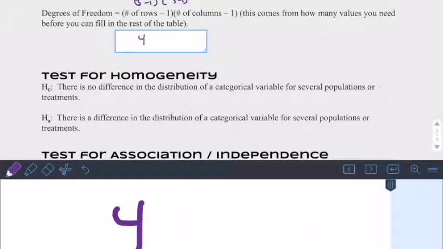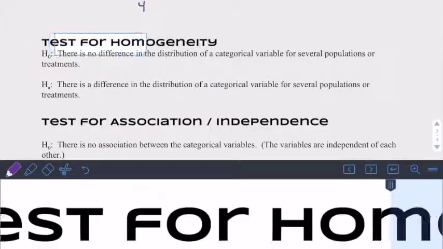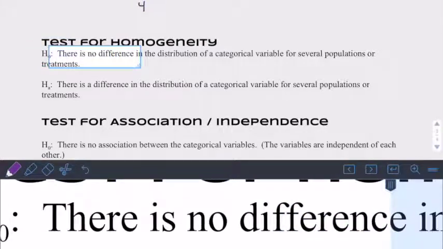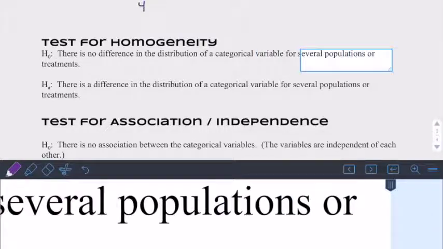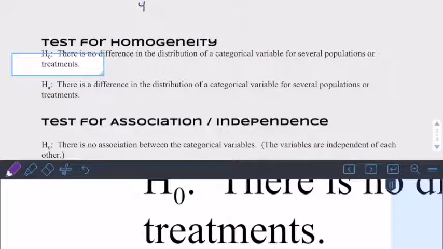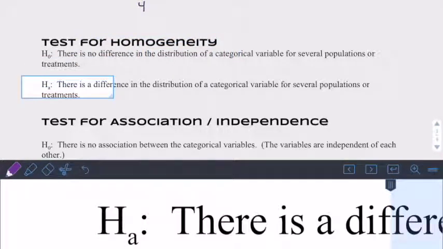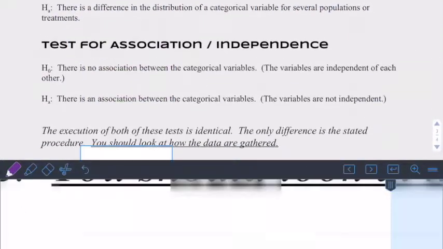Okay, then we also have something different. We have 2 different tests here. They're done exactly the same way, however, the hypotheses are a little different. So the test for homogeneity is: there is no difference in the distribution of a categorical variable for several populations or treatments. All right? There is no difference in the distribution. And then our alternative is there is a difference in the distribution.